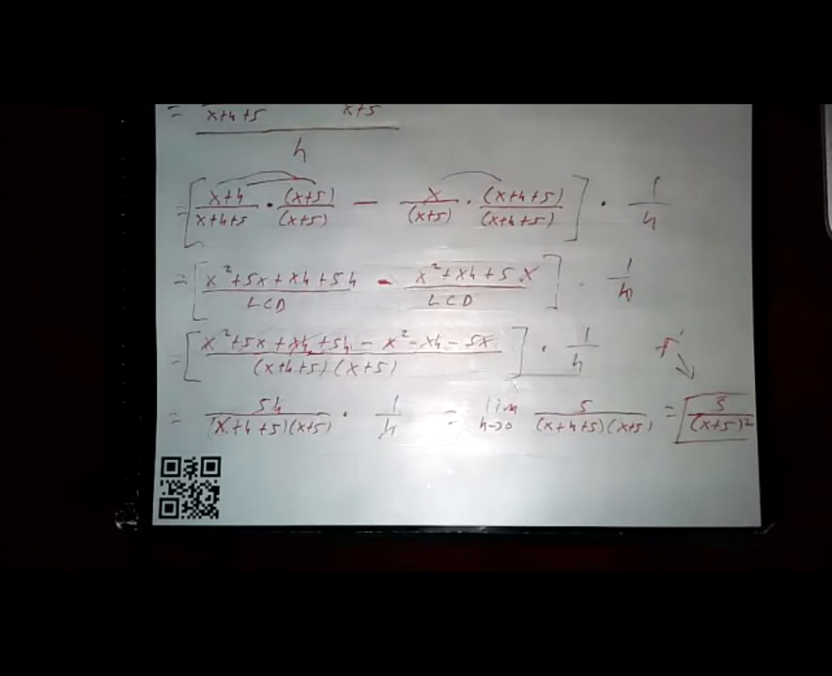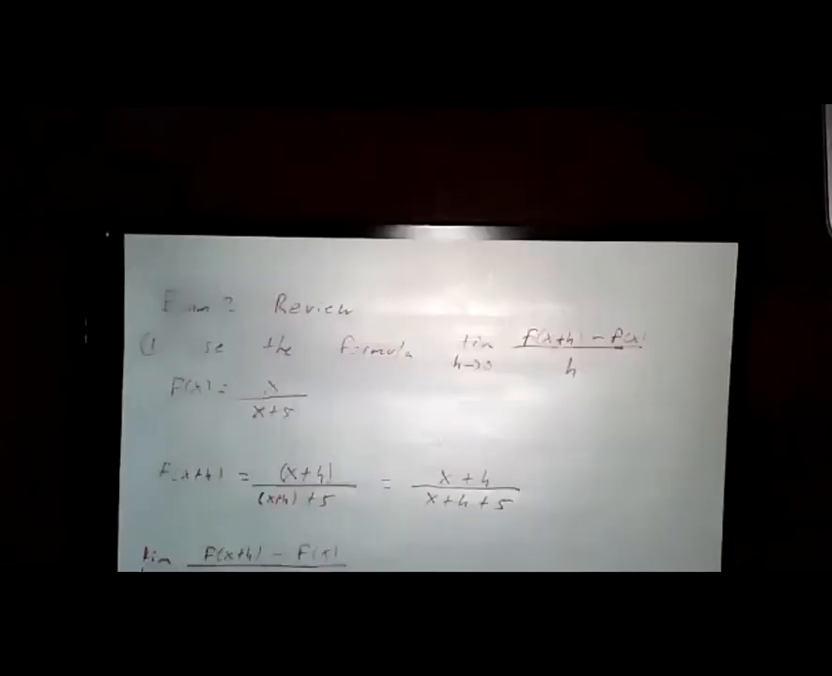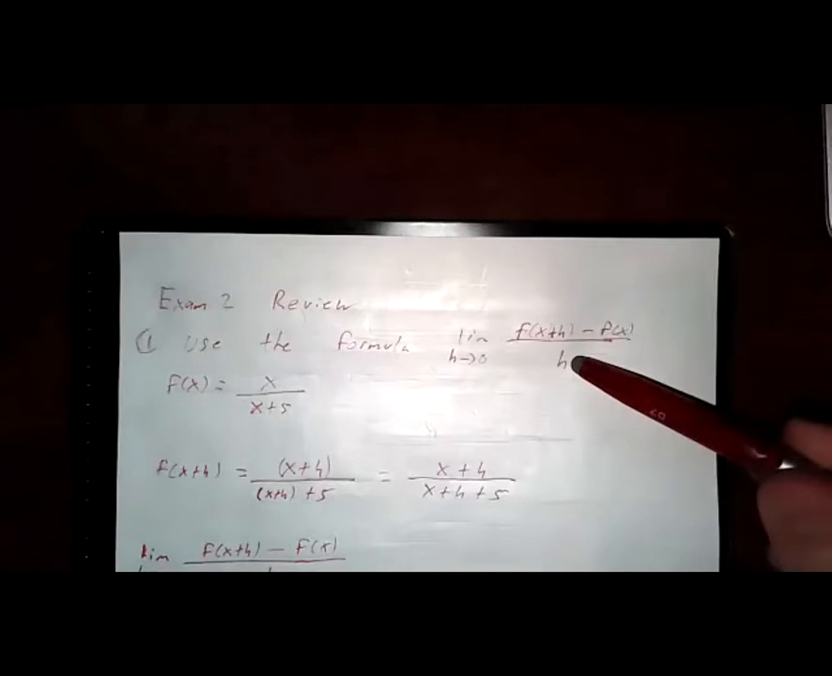Any questions on any of those steps? Where did the 1 over h come from again? Oh, it's part of the formula, right? You divide by h. Oh, okay, so you just removed it. So yeah, I just said, you know what? Let's just write to the side as 1 over h. That's the same.